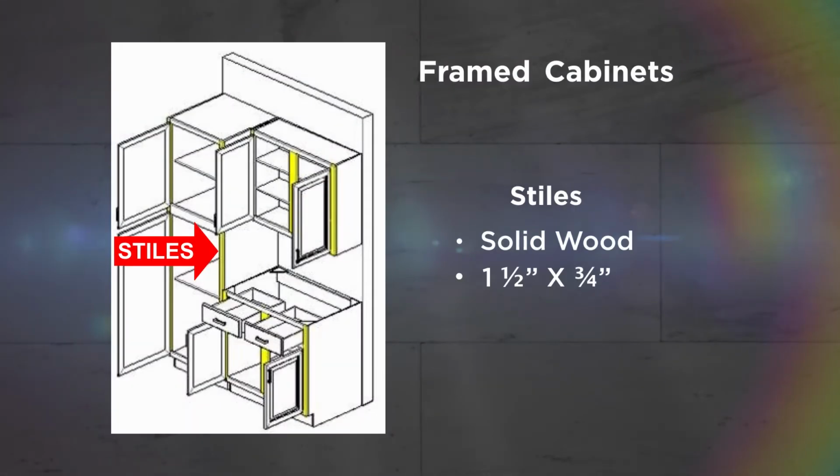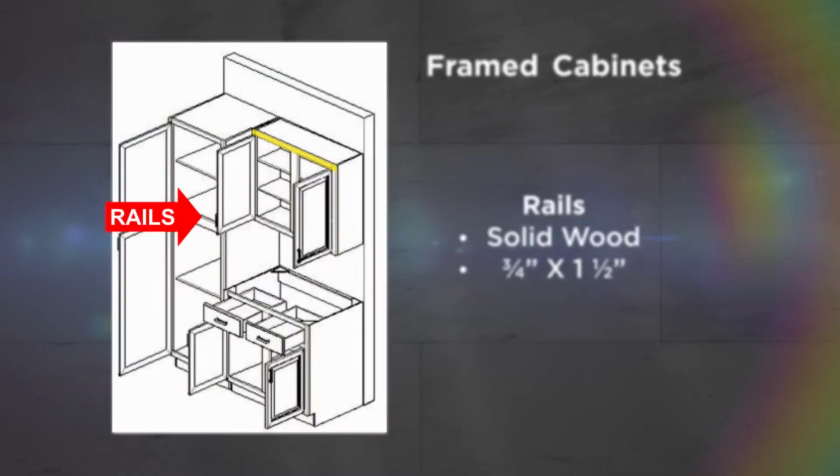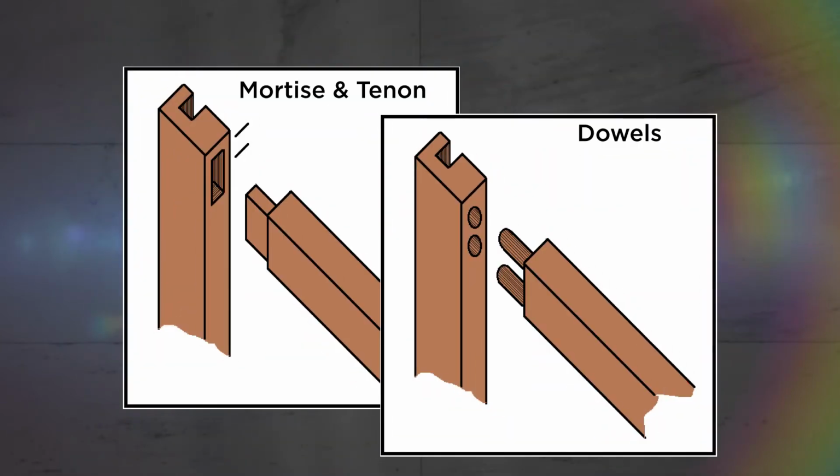Stiles are the vertical members of the face frame or framed cabinets. They are typically solid wood with dimensions of 1.5 inches in width by 3/4 inches in depth. Center stiles are present on double door cabinetry. Rails are the horizontal members of framed cabinets. Mid-rails will be present to separate drawers or drawers and doors. They are the same dimensions as the stiles. Two of the most common methods for joining the rails to the stiles are mortise and tenon and dowel joints.